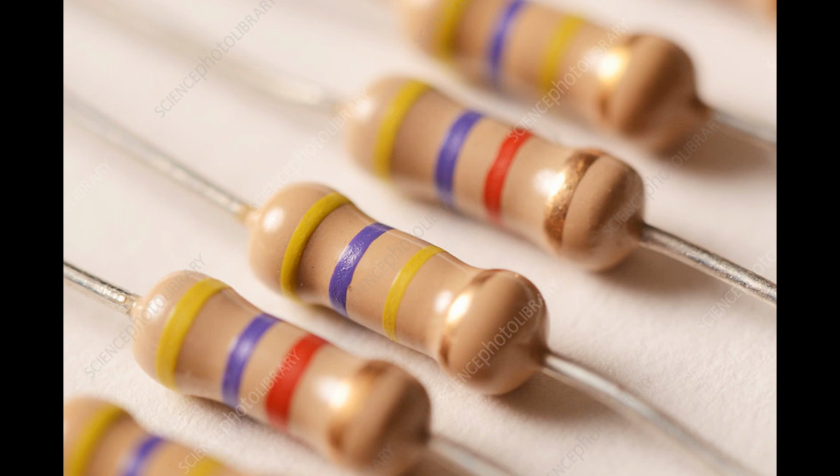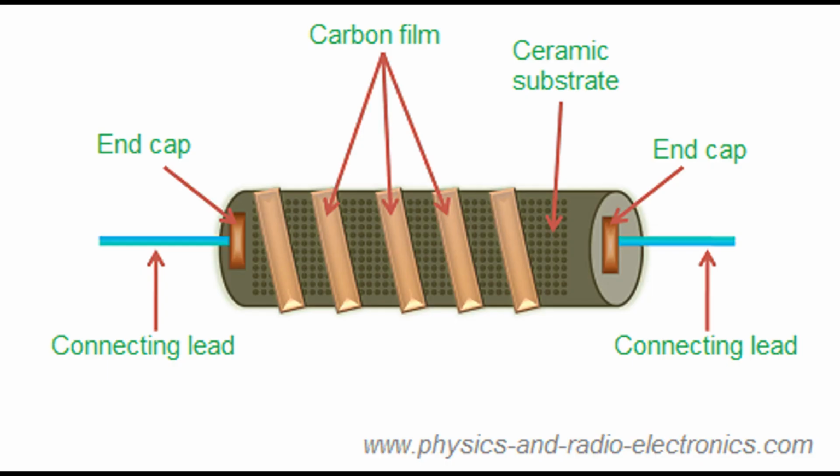Tolerance. Along with the resistance value, resistors are specified with a tolerance, which indicates the allowable deviation from the stated resistance value. Common tolerance values include 1%, 5%, and 10%. For example, a resistor with a 1% tolerance and a specified resistance of 1000 ohms could have an actual resistance between 990 ohms and 1010 ohms.